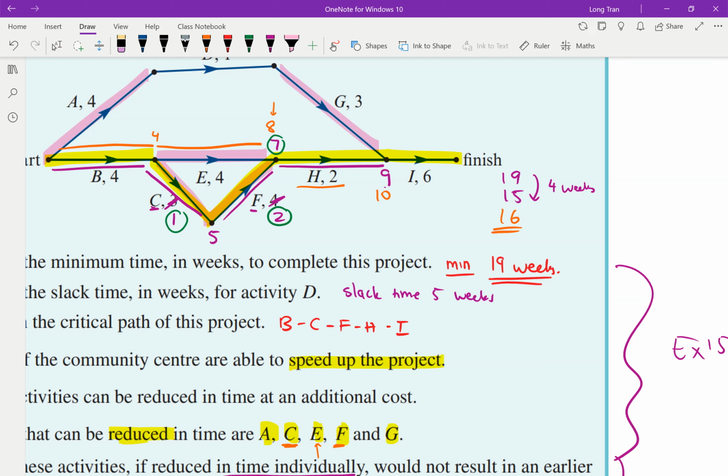Okay, so I would reduce E down to 7. Oh, sorry, down to take off 1 to make it 3, because 4 plus 3 also gives me 7. That means I will finish by 15 this way.